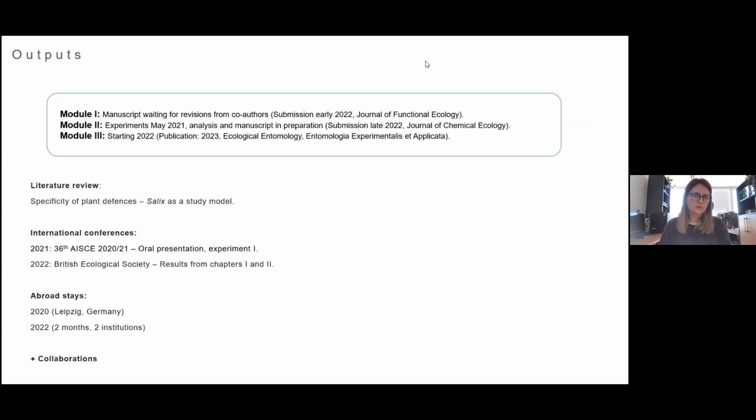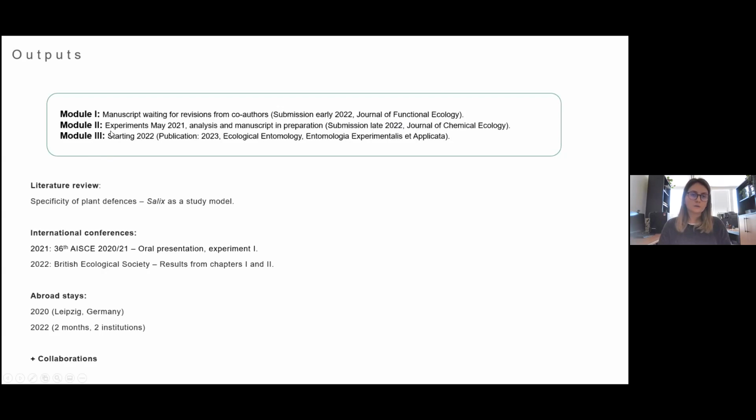So the outputs I expect from this: the first manuscript, from the first experiment, is going to be submitted in the next weeks. We are aiming for the Journal of Functional Ecology. The second experiment, which was performed last year, also has a manuscript in preparation, but I am also waiting for the other results for the chemical data. And we plan to submit this manuscript later this year to the Journal of Chemical Ecology.